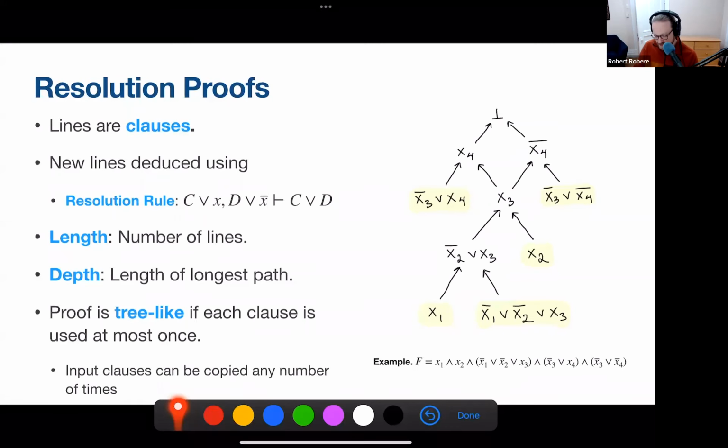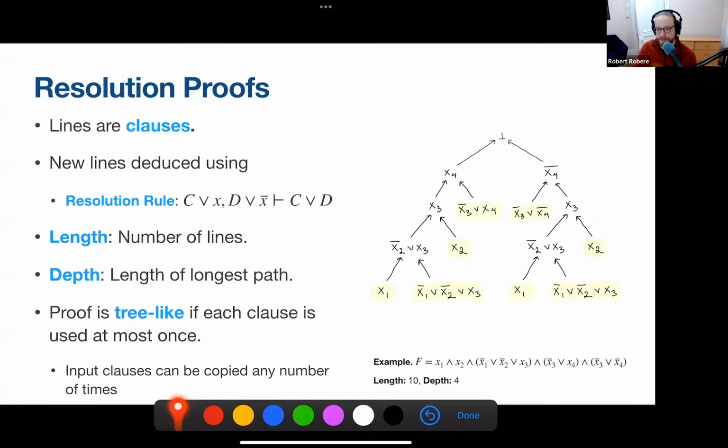So for example, here's a resolution refutation of this unsatisfiable formula here, and we can see that it's not tree-like, it's DAG-like, because this clause is used as the input to two rules. And if we wanted to turn this into a tree-like proof, well, the most obvious way to approach this is to just recursively copy this subtree 2 times, right? Okay, cool. So not too hard.